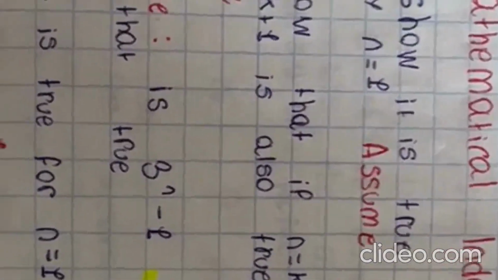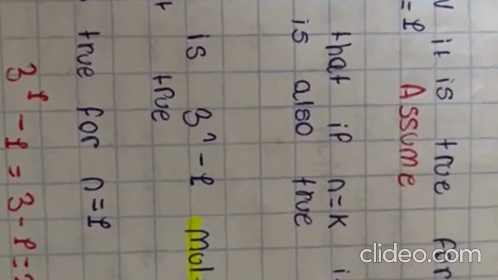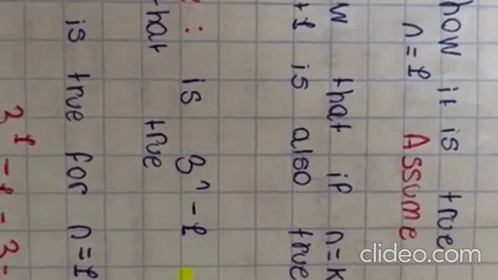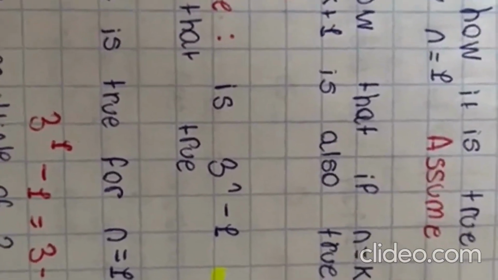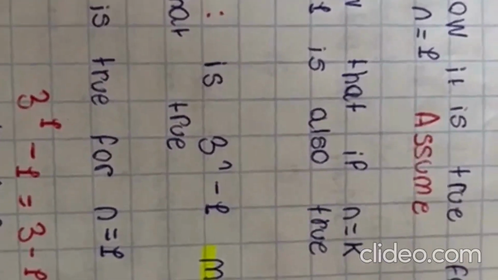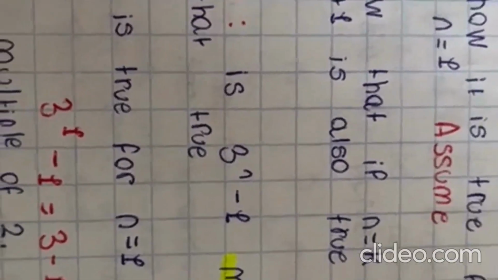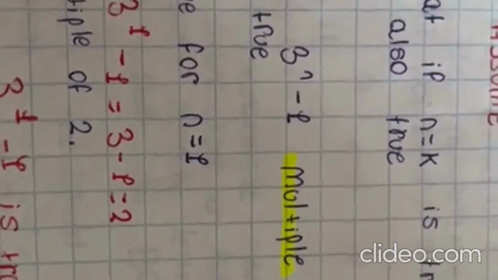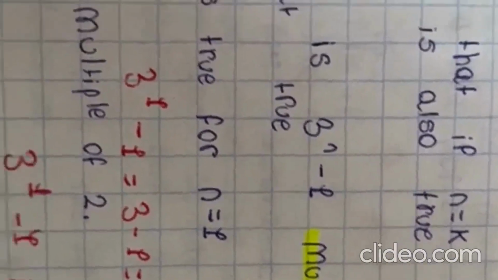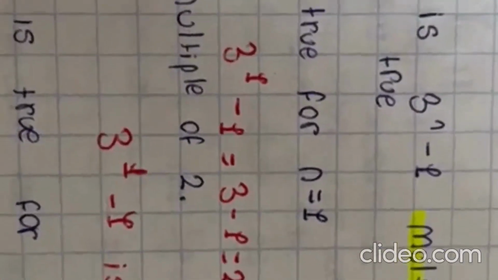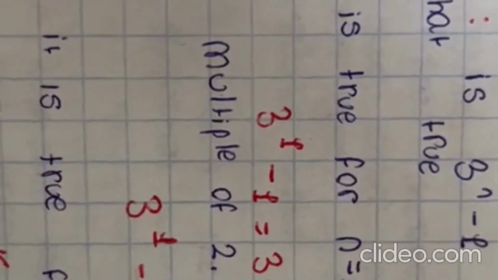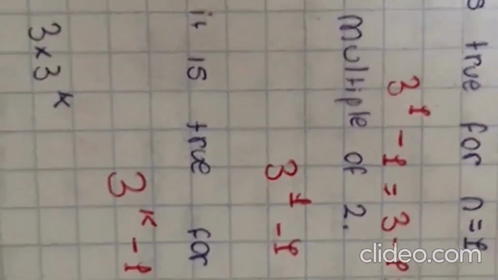Step two is to show that if it is true for n equal to k, then it is also true for k plus 1. We add the plus 1 to determine the next element of this set. In this example, 3 to the power n minus 1 is a multiple of 2. It is true for n equal to 1. To show it: 3 minus 1 is 2, and 2 is a multiple of 2, so it is true.